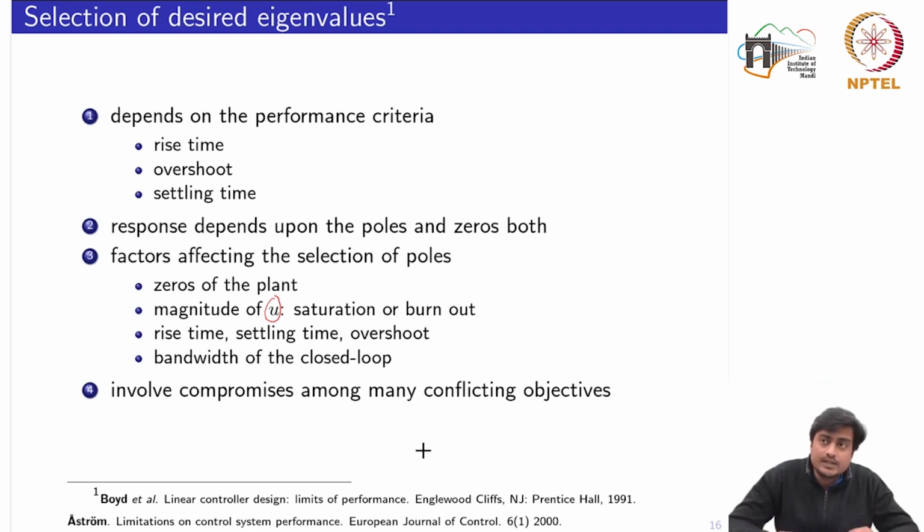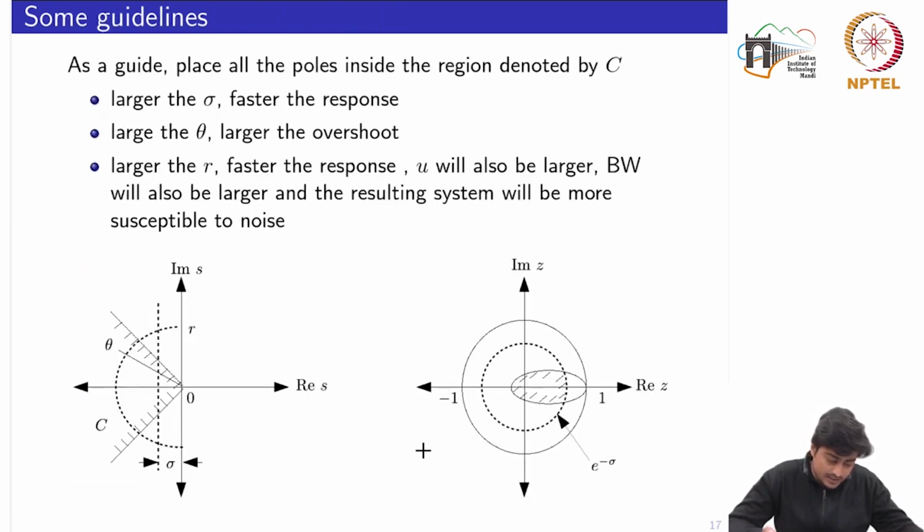We won't go into the details of computing the set of desired eigenvalues, but we will see some guidelines on how one can specify the set of desired eigenvalues. On the left hand side is the S plane in the continuous time domain, and this one is the Z plane in the discrete time domain. The first objective is that all the eigenvalues of the closed loop system should be on the left hand side. Here we are specifying an additional control objective, that all the eigenvalues should be inside this region C, which is defined by this region.